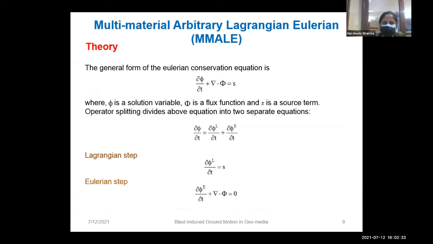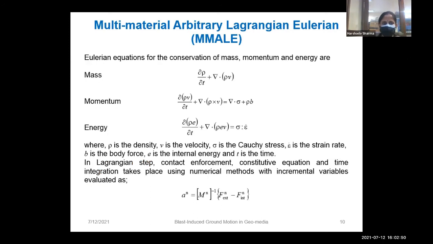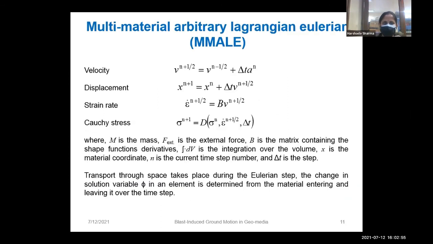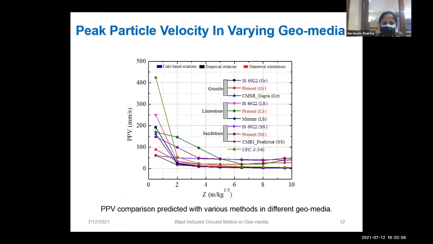The multi-material arbitrary Lagrangian Eulerian methodology is adopted because of the various materials which are being used in the analysis. And here we can see that the Lagrangian and Eulerian steps are given. In the same way, the equations for mass, momentum, and energy are given. The velocity, displacement, and strain rate are considered along with the stress.